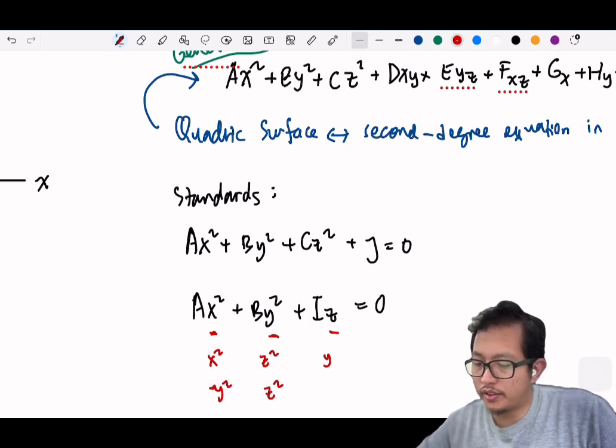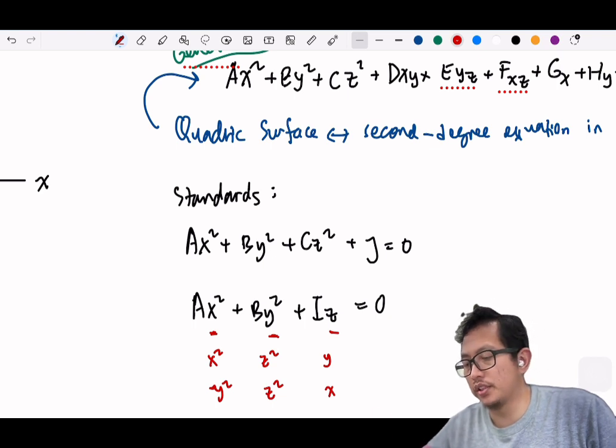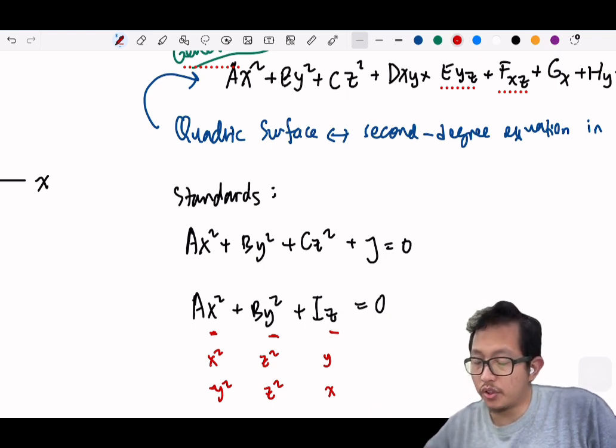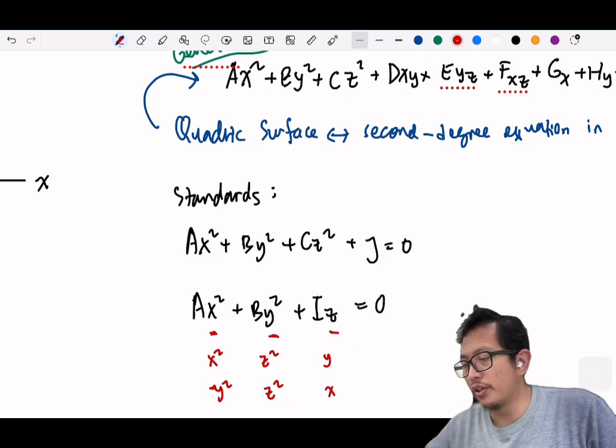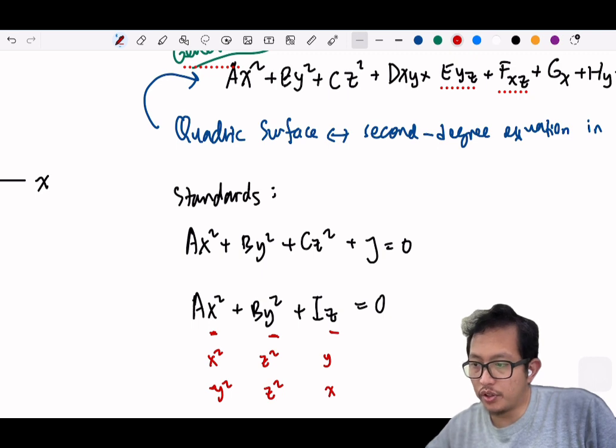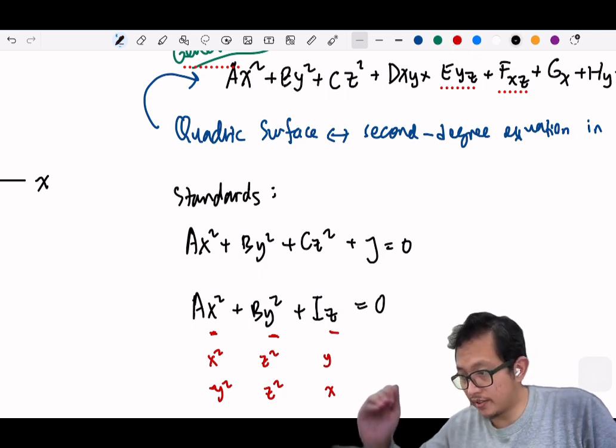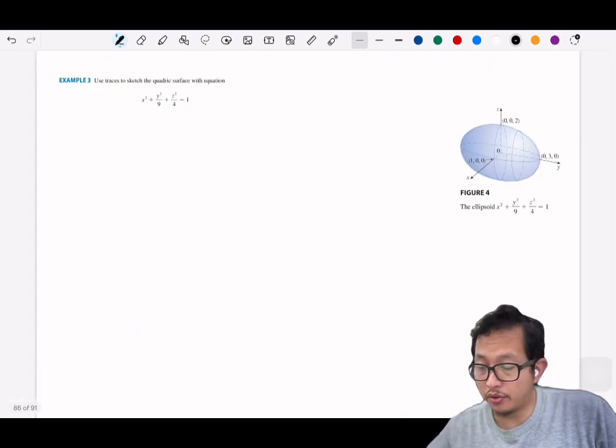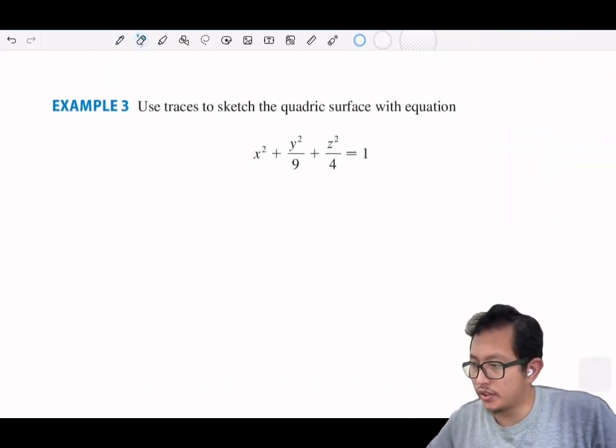but we could have many variations and combinations. For example, we have x squared and z squared, and then this is y, or we could have y squared, z squared, and this is x. Okay, we can have that also in terms of the forms. Now, we're going to see from these standards, we can have many variations. The important thing is we know how to draw and how to visualize this graph. So we are going to list every standard form of these quadratic surfaces. So let's start with some examples.